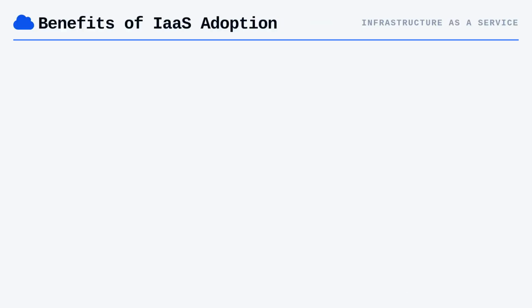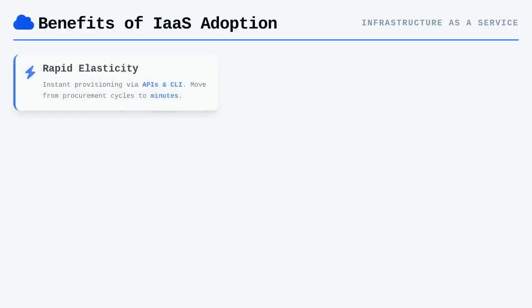The benefits of adopting an IaaS model are particularly evident in environments that require rapid elasticity and cost efficiency. Consider test and development scenarios, where developers need to spin up identical production-like environments in minutes and tear them down once testing is complete. Traditional hardware procurement cycles simply cannot match this velocity, whereas IaaS allows for programmatic provisioning through APIs or command line interfaces.